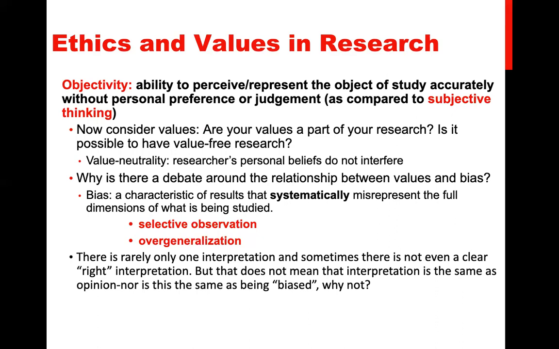And this becomes a little tricky because we like to think about scientists as being these objective, neutral people, right? And objectivity is the ability to perceive and represent the object of study accurately without personal preference or judgment. And the opposite of this is subjective thinking, right? Where you are so adamant that you feel a certain way or you see the world a certain way or you want this certain outcome that you aren't able to perceive or represent your study without letting your judgment shade your perception and representation.